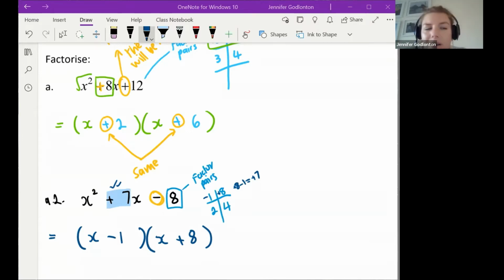Kamakela, were you going to give me an answer, or did you have a question? Ma'am, is it okay if I wrote x minus 1 into brackets and x plus 8 into brackets? Yes, sweetheart, that's the same as what's on the board. Okay, thank you. No problem.